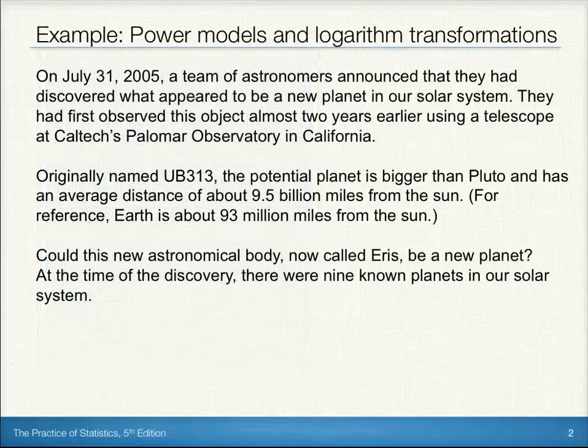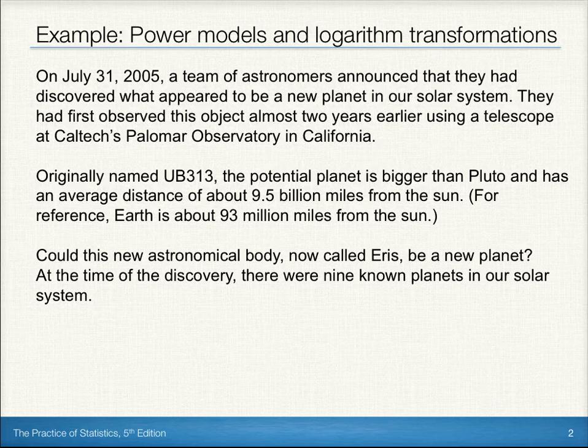In this example, we'll take a look at power models and logarithm transformations. On July 31st, 2005, a team of astronomers announced that they had discovered what appeared to be a new planet in our solar system. They had first observed this object almost 2 years earlier using a telescope at Caltech's Palomar Observatory in California. Originally named UB313, the potential planet is bigger than Pluto and has an average distance of about 9.5 billion miles from the Sun.